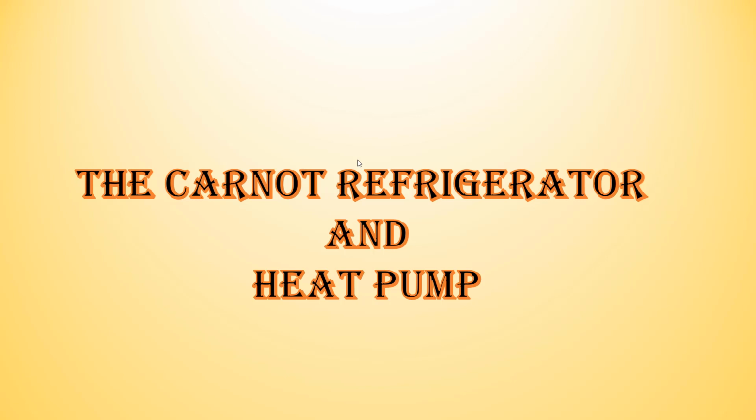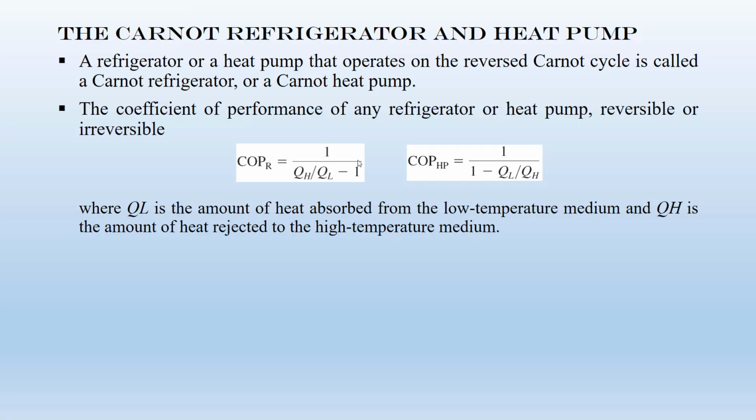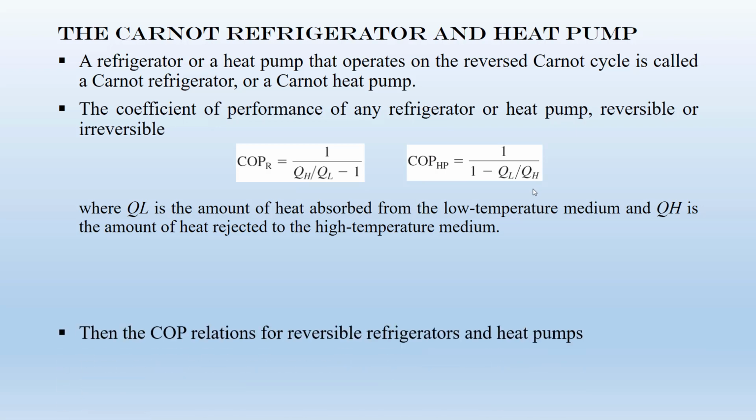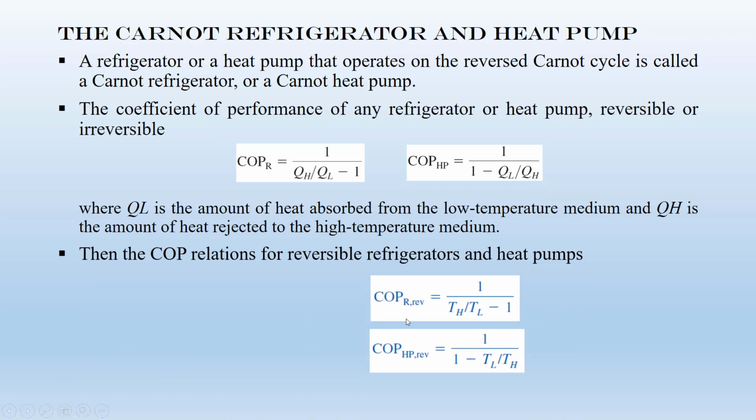So we can discuss the Carnot refrigerator and Carnot heat pump. If you remember, we already discussed the coefficient of performance for the refrigerator and heat pump. So you can substitute this term by TH over TL and this one by TL over TH for the reversible refrigerator and reversible heat pump. And then we can just use these two correlations to find the COP of the reversible refrigerator and reversible heat pump.